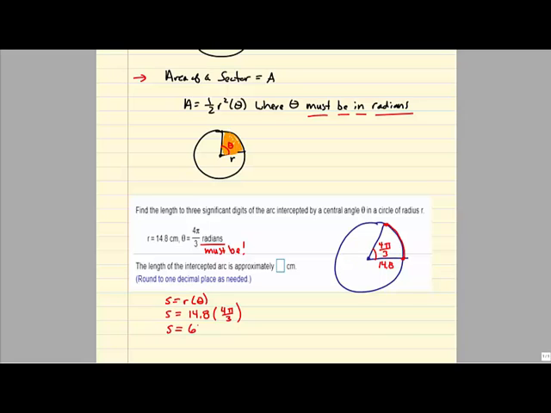Now what is this? Is this degrees? What were we asked to find?